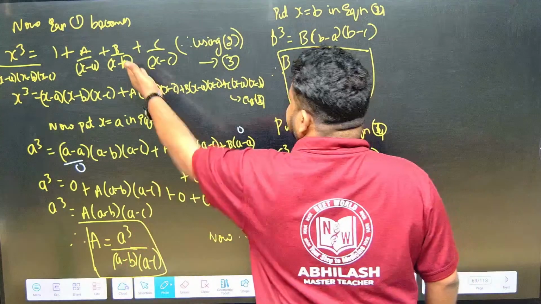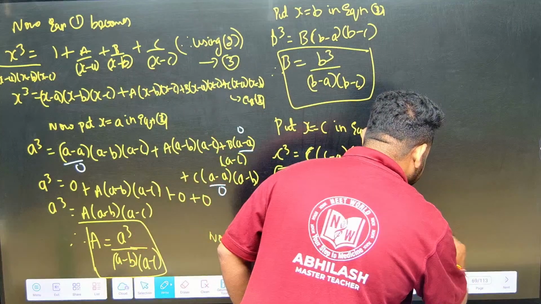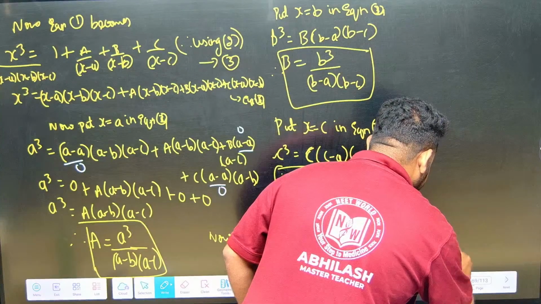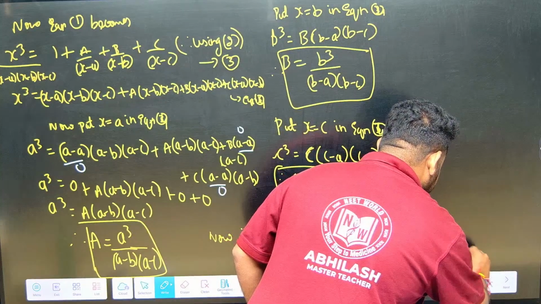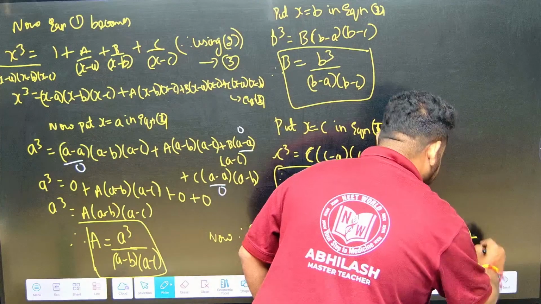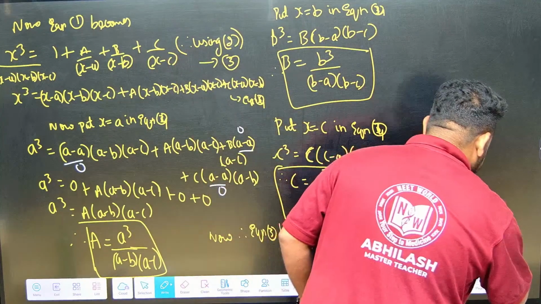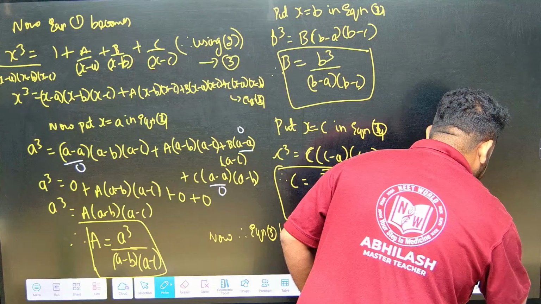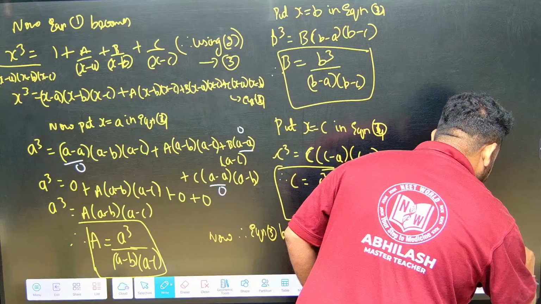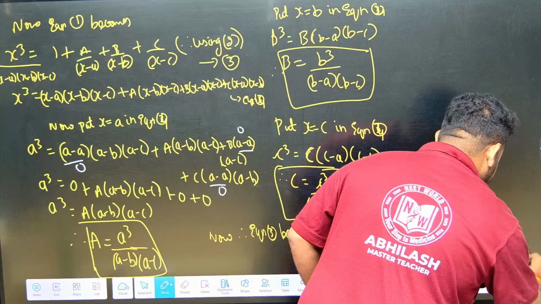Plus b. B is what? B cube by b minus a into b minus c into x minus b. Write it neatly. Plus c we are having. C value is c cube by c minus a into c minus b into x minus c. This is what we will have, friends.